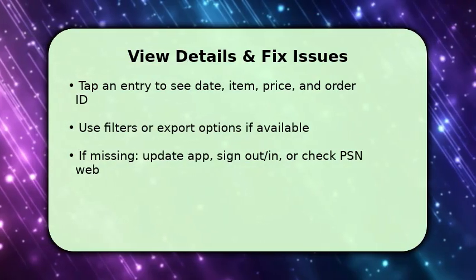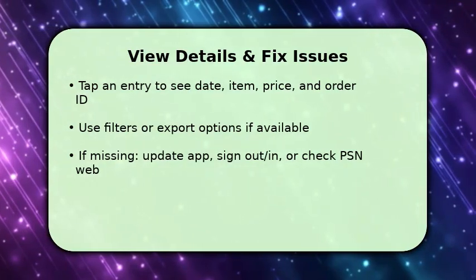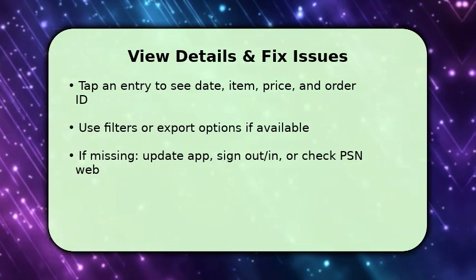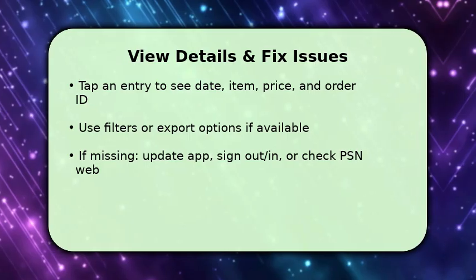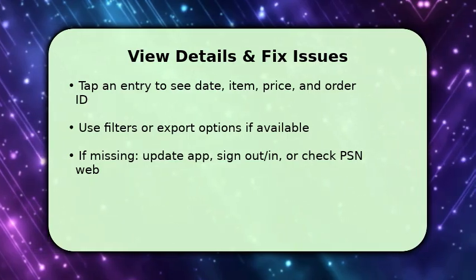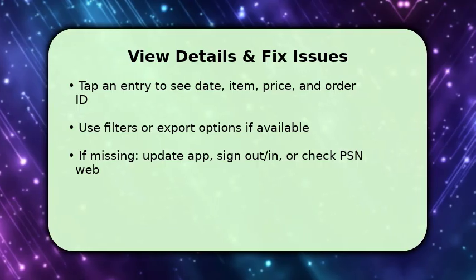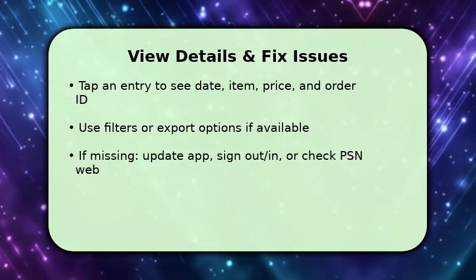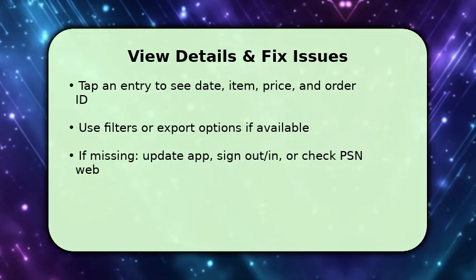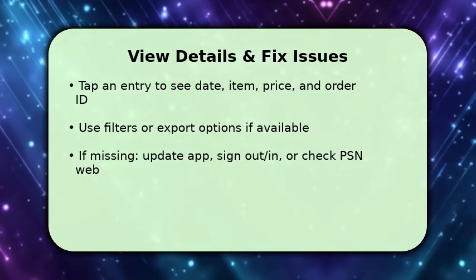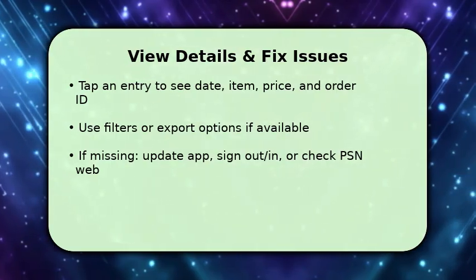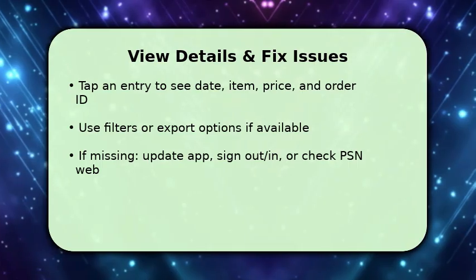Finally, tap any transaction to reveal full details like date, item name, price, and order ID so you can confirm what charged you and when. If you need a list, use available filters or export options to view a condensed statement. If entries don't appear or fields are blank, troubleshoot by updating the app, signing out and back in, or checking your account on the PlayStation web portal. If problems persist, contact PlayStation support with the order ID shown for faster resolution.